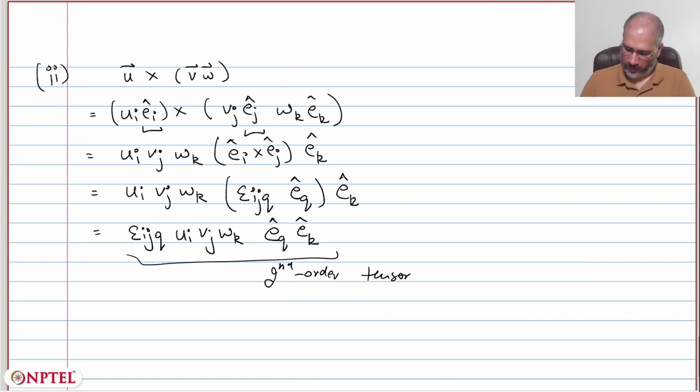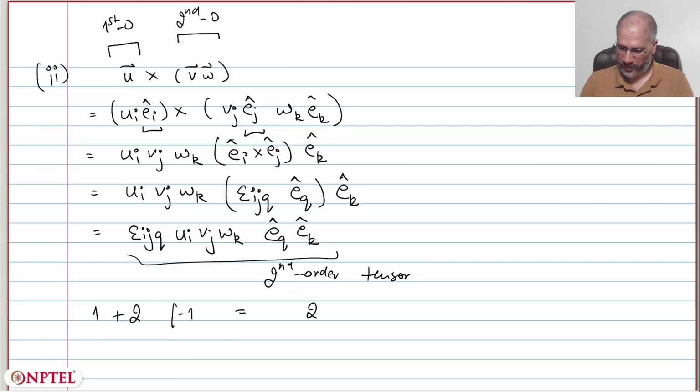This whole thing. So let's write the pattern. So the input was a first order. This was a dyad of vectors. So this was a second order. And the output is a second order. So in this case, our equation does not work because we neither have an outer product nor an inner product. So this is a different kind of product. So the input is 1 plus 2 and the output is some 2. So we have a minus 1 here. That's what the vector, in this case the cross product, results in.